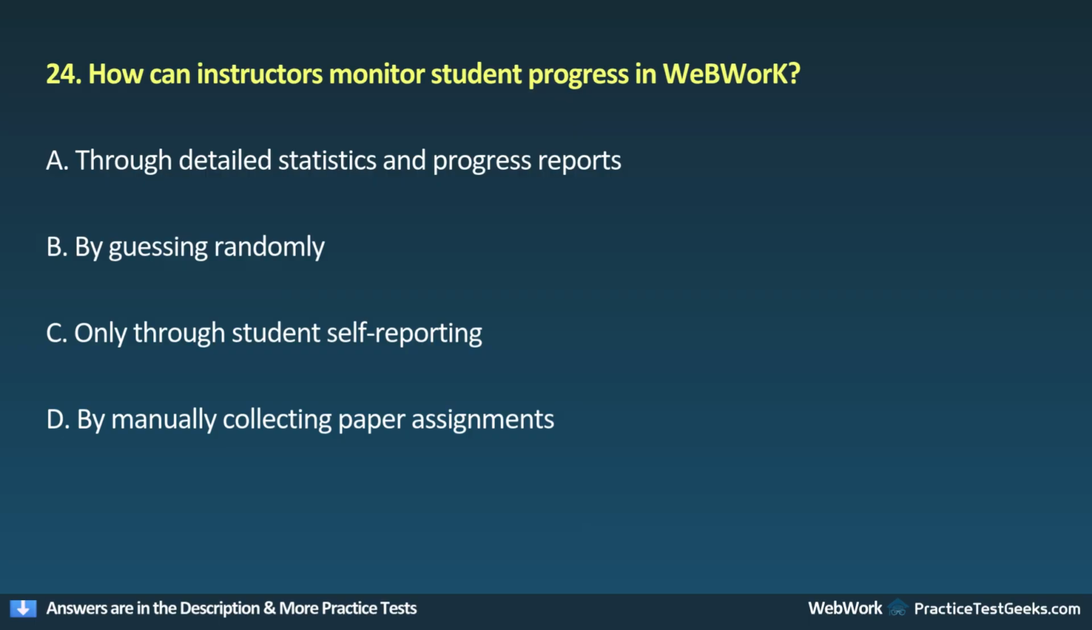24. How can instructors monitor student progress in WeBWorK? A. Through detailed statistics and progress reports. B. By guessing randomly. C. Only through student self-reporting. D. By manually collecting paper assignments.